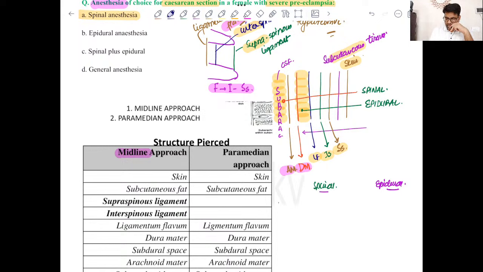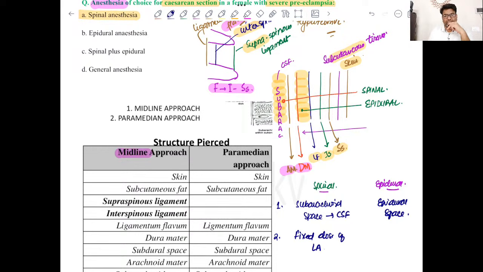right? So in spinal anesthesia, the drug is injected into the subarachnoid space which contains CSF, whereas in epidural it is in the epidural space, right? This is one difference. Then second is, why epidural is more advantageous otherwise, not in relation to this particular MCQ, because in spinal anesthesia we just inject a fixed dose of the anesthetic agent. Whatever the dose we have to give, we give it once.